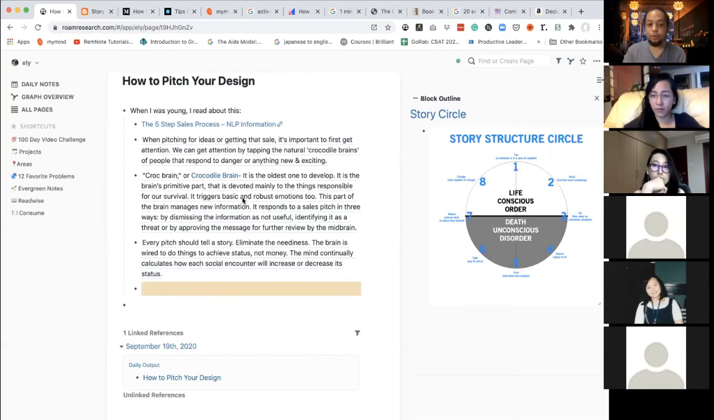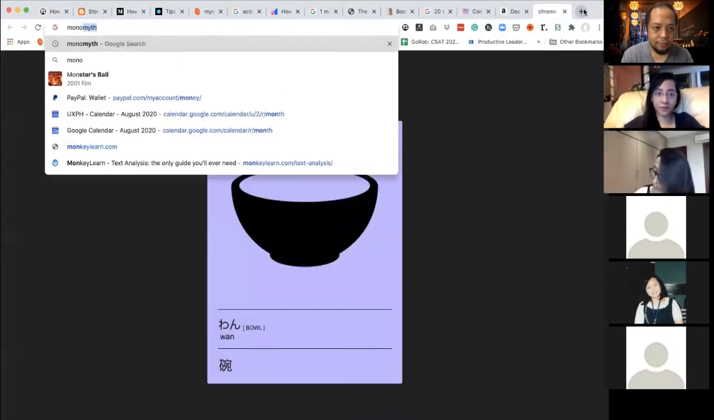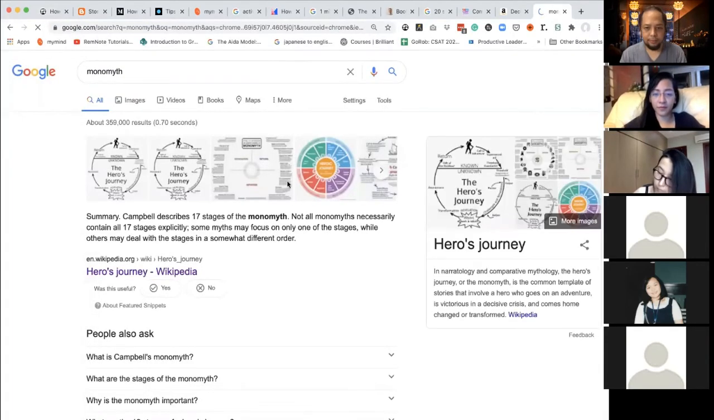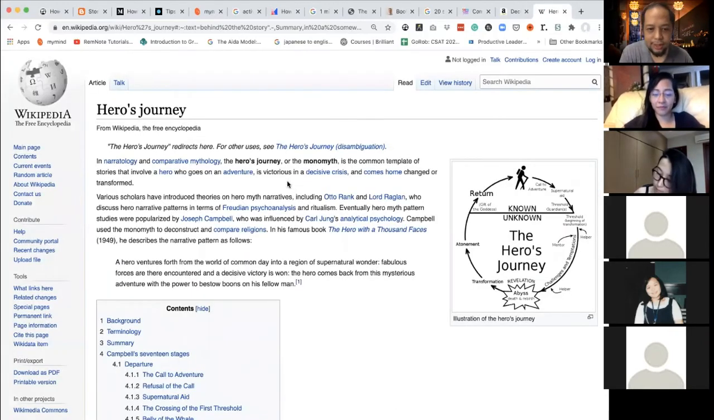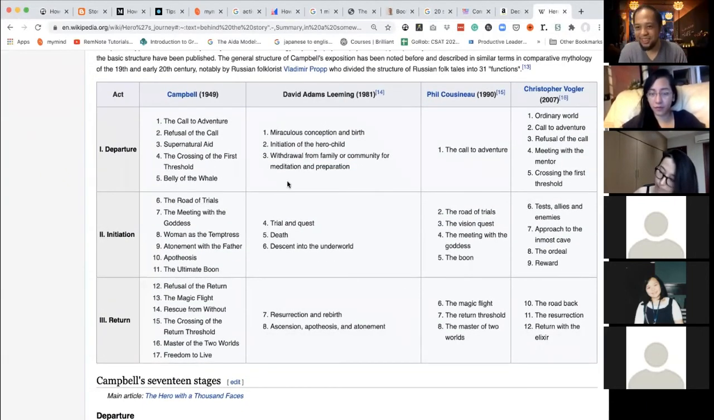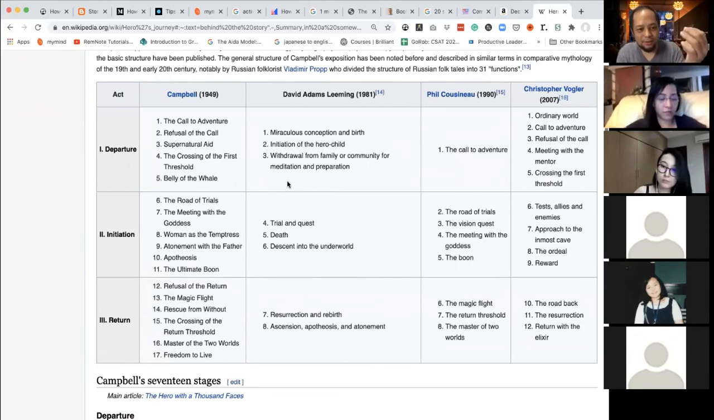Now, how do you communicate with the crocodile brain? You should tell a story. And that's why what you see here is the story structure. One of the most effective stories is the monomyth, the Hero's Journey. Someone conducted a study way back in the 1840s and discovered patterns in all the myths in the world. And why do myths stick around? Why do stories stick around? They looked at the patterns, and usually there's a 3-part structure: the initial, the middle, and the end.